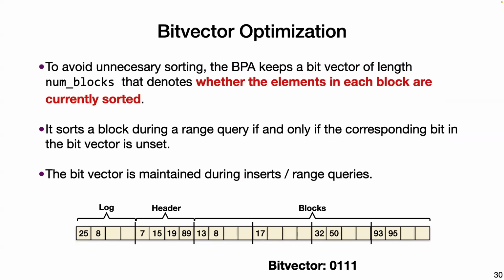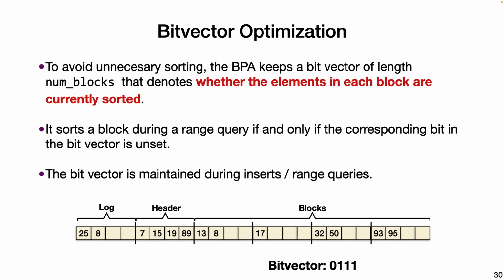There's another small optimization, which is that you might imagine the sorting becomes a bit costly. Definitely this adds computational overhead to range queries. To avoid some of the computational overhead, we also keep this bit vector, which has length num blocks. The bit vector just tells you whether or not the elements in every block are sorted. So there's one bit corresponding to each block. And 0 means it's not sorted, and 1 means that it is sorted.